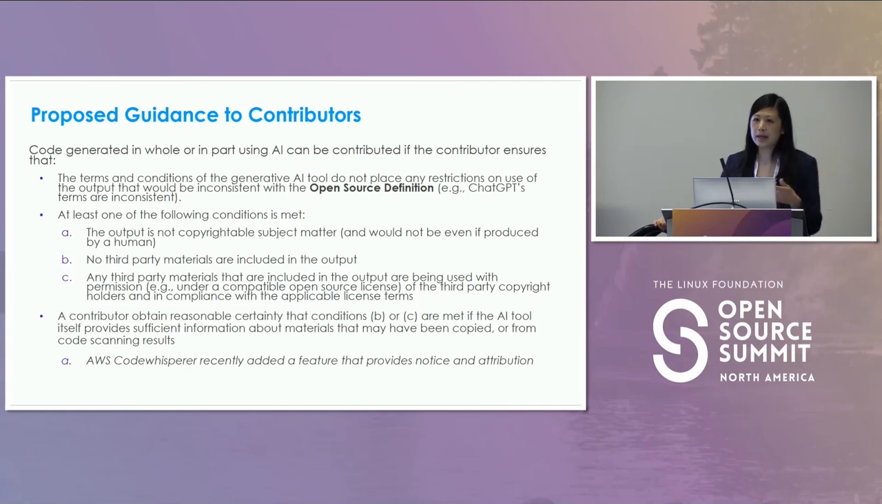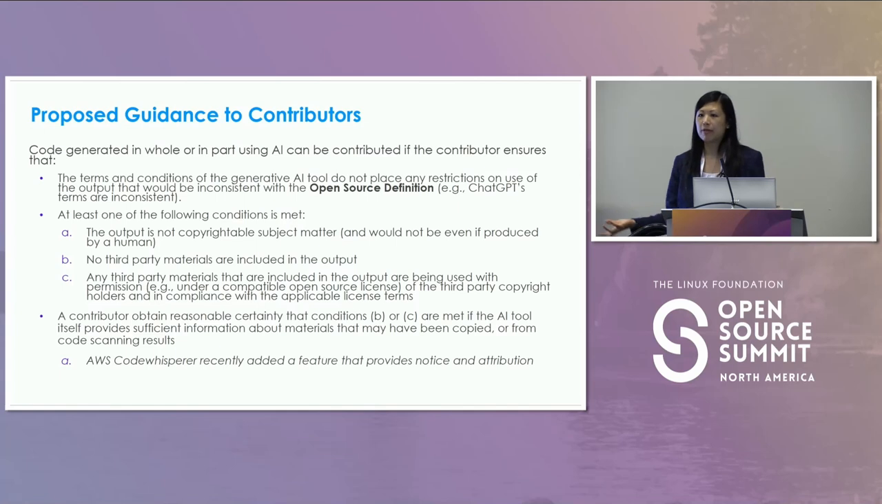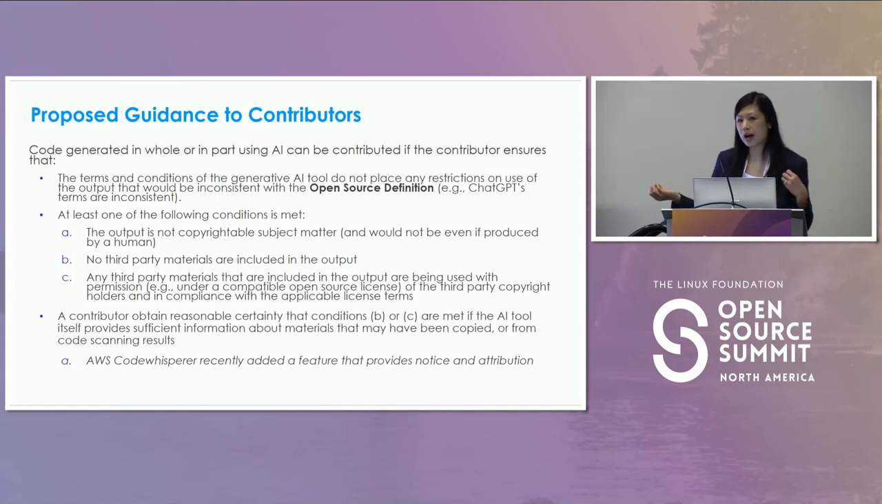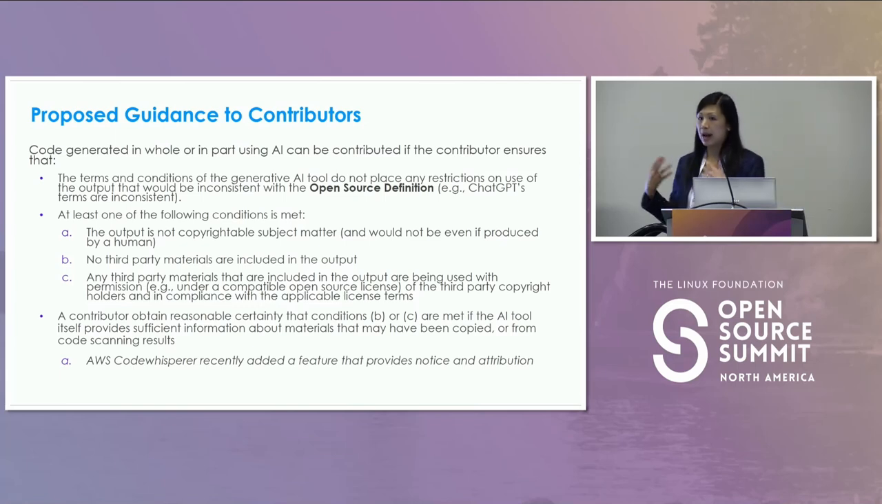It's going to be discussed within legal committees for some of the projects that have legal committees. We're getting feedback from member companies. We're also engaging in conversations with other large open source foundations around what this might look like. So this is a very, very early draft. But basically it's letting contributors know that, yes, you can use generative AI, but please do so responsibly. Please confirm that the terms and conditions that apply to the AI tool's output are not incompatible with either the open source definition or the license for the project that you are contributing to. And there are some other conditions that would need to be met. If there is any third-party content that is reproduced in the AI output that you're contributing, make sure you have permission from those third parties under an appropriate license and you're complying with those license terms.